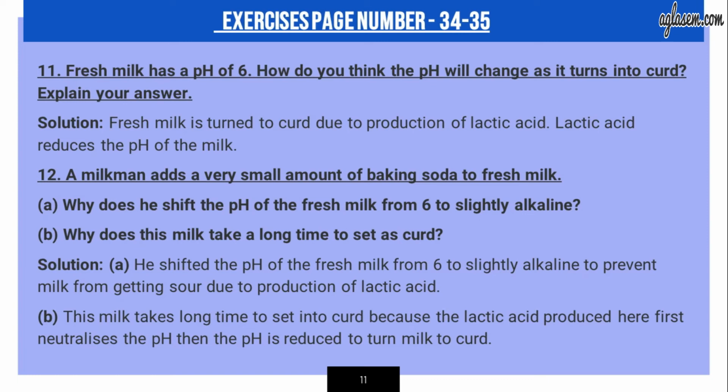Solution is, A is, he shifted the pH of the fresh milk from 6 to slightly alkaline to prevent milk from getting sour due to the production of lactic acid. B is, the milk takes a long time to set into curd because the lactic acid produced first neutralizes the alkalinity, then the pH is reduced to turn milk to curd. So guys, this is all for question number 12.